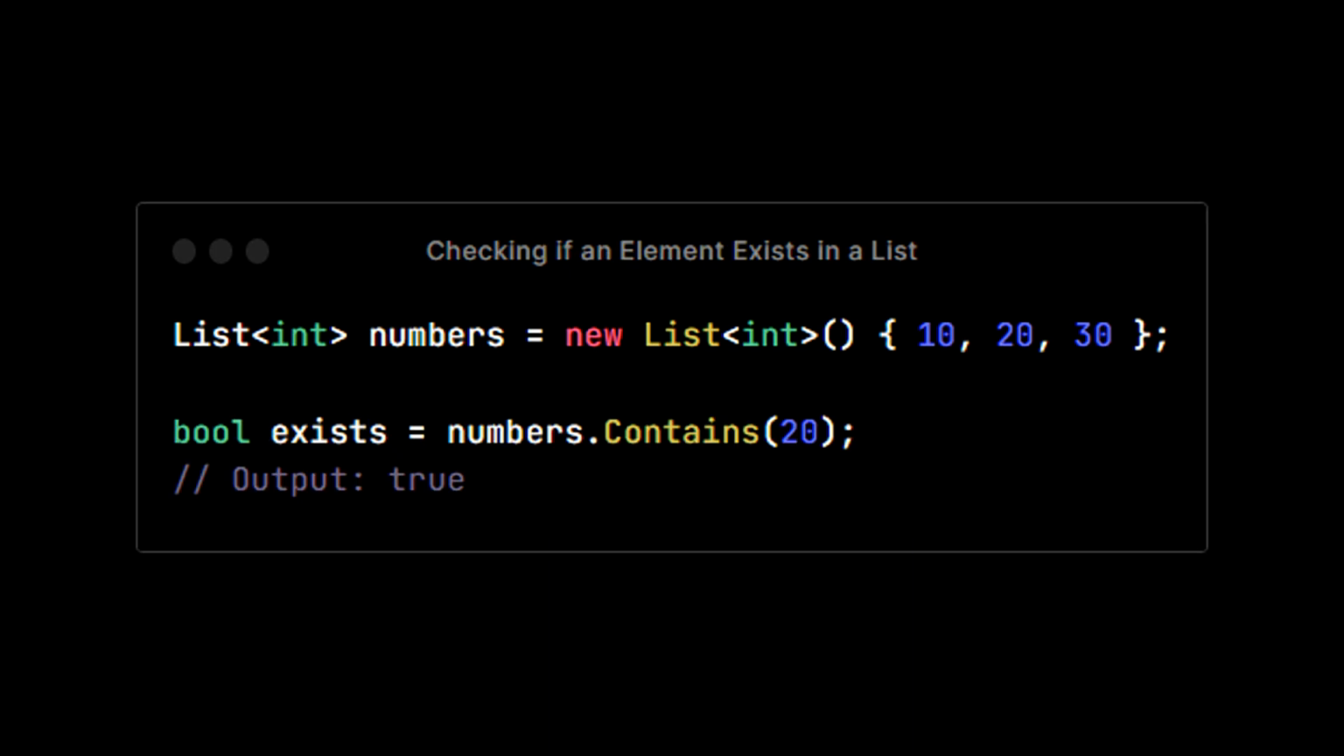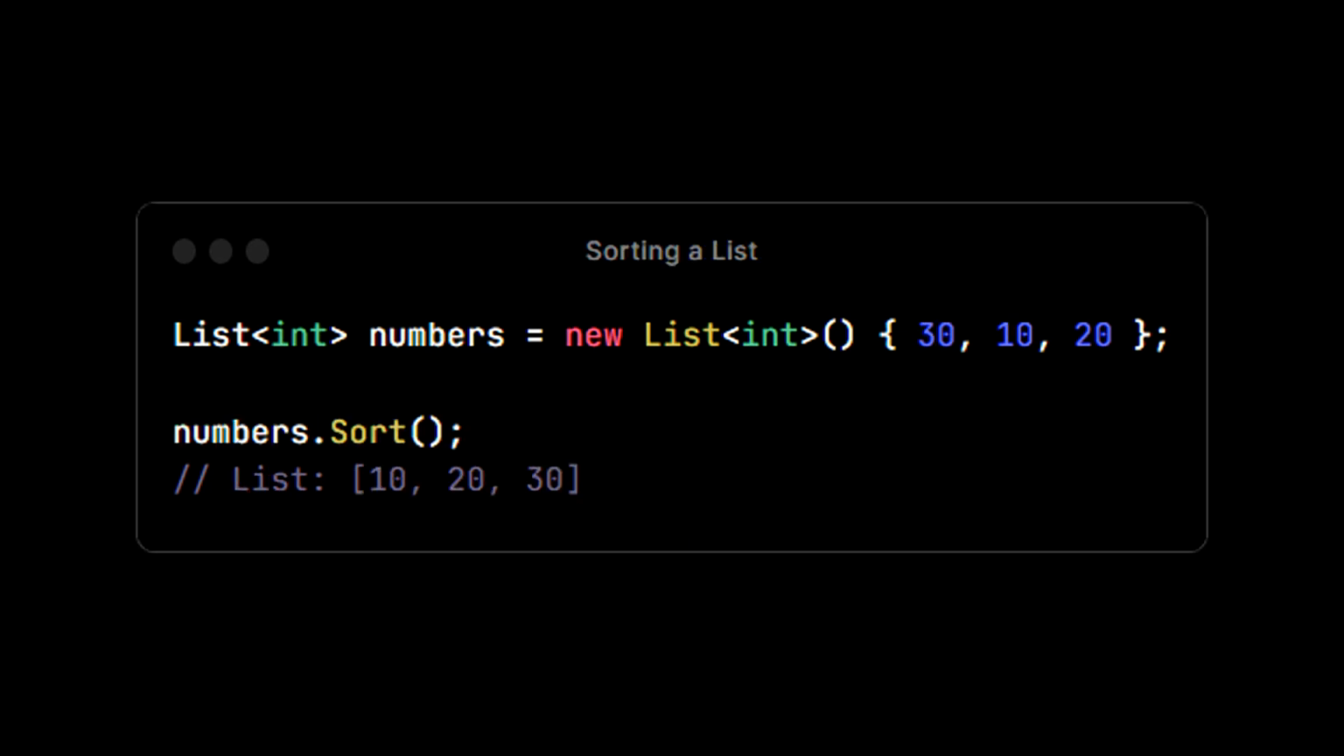Checking if an element exists in a list. You can check if an element exists in a list using the Contains method. It returns a Boolean value indicating whether the element is present. Here's an example.